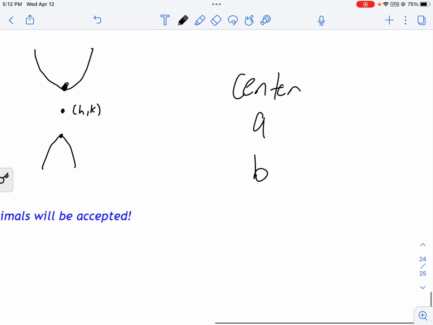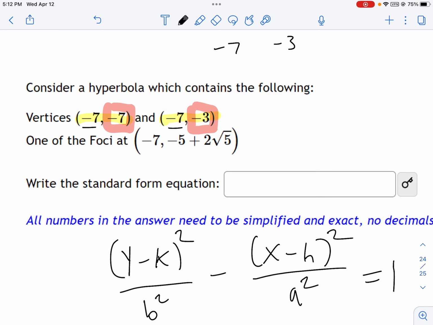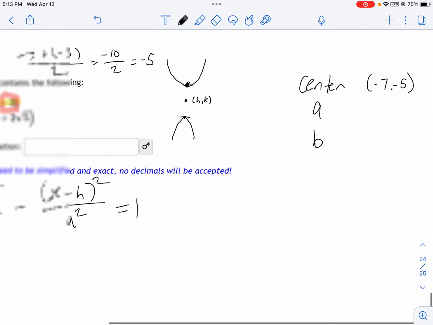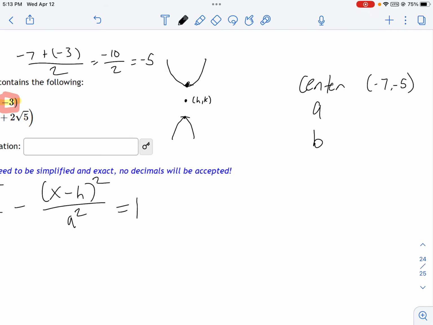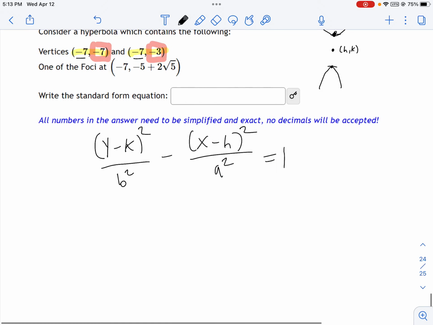That means your center is going to be negative 7 comma something. And then all you have to do is just find the middle of your two y's. Well, we know the y is at negative 7 and negative 3. So that means if we combine them and divide by 2, that should give you the middle. Negative 7 minus 3? Negative 10. Half of that? Negative 5. Bam, center, negative 7, negative 5. There is half of your equation, really, because we know the center is h comma k, which means your h is negative 7, your k, negative 5.